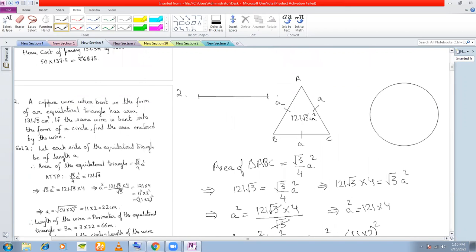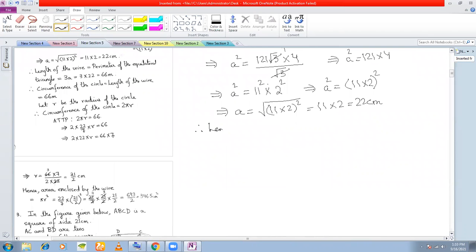So if you remember, I told you the length of this wire, because we are making this triangle out of this wire, the length of this wire must be equal to the perimeter of this triangle, right? So what is the length of the wire? It is equal to perimeter of triangle ABC, which is equal to 3 into A, right? That is the perimeter of an equilateral triangle, which is equal to 66 centimeter. So the actual length of the copper wire was 66 centimeter.